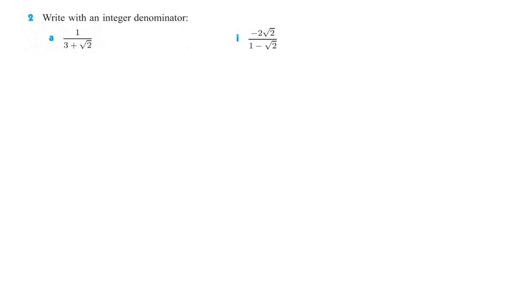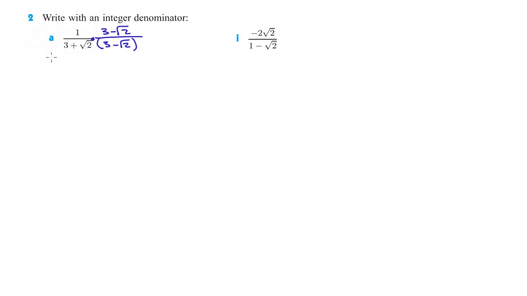All right, let's see here. Number 2, write with an integer denominator. So these here, we've got to multiply the top and the bottom by the conjugate. So whatever sign is in front of the root, which is this positive root 2, we've got to switch the sign that's in front of the root. So we're going to multiply by 3 minus root 2, top and bottom.